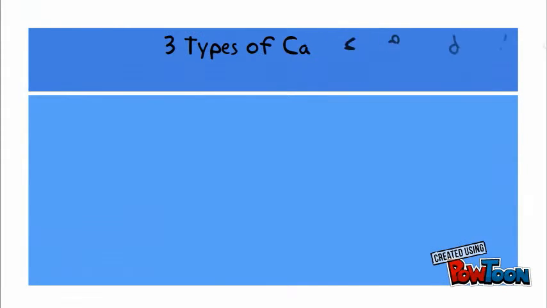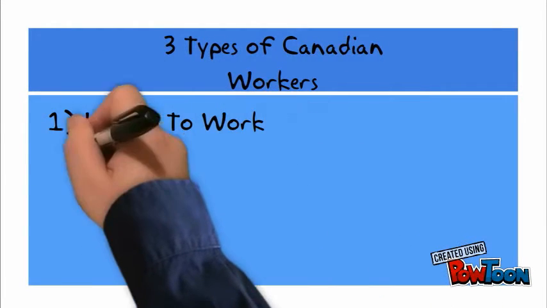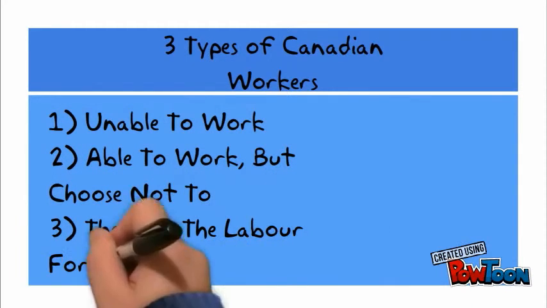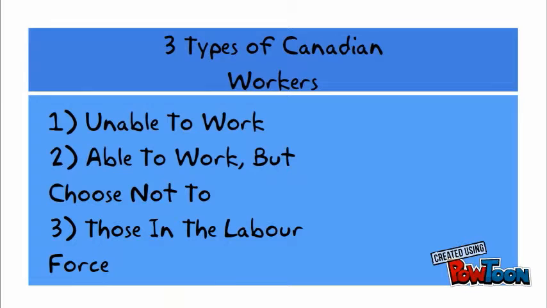Canadian citizens are split into three groups, the first being those who cannot work, such as people who are under 15 years of age, institutionalized, or disabled. The second group being those who can work but don't work, such as full-time students, people who are retired, and homemakers. The third being people in the labor force who are either employed or actively seeking employment.